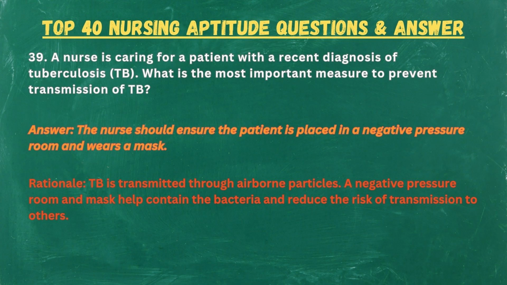39. A nurse is caring for a patient with a recent diagnosis of tuberculosis, TB. What is the most important measure to prevent transmission of TB? Answer: the nurse should ensure the patient is placed in a negative pressure room and wears a mask. Rationale: TB is transmitted through airborne particles. A negative pressure room and mask help contain the bacteria and reduce the risk of transmission to others.